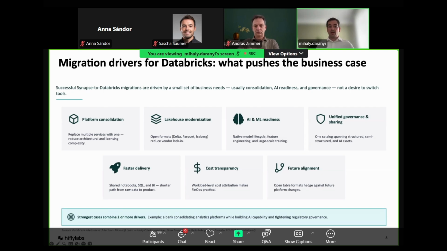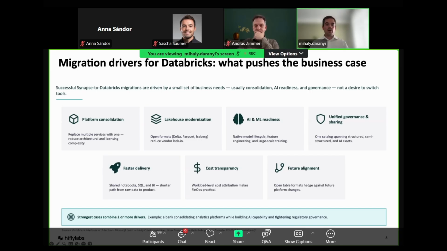The third one is AI and machine learning readiness. Most organizations nowadays are really open to new kinds of AI and machine learning initiatives, and these kinds of initiatives require a specific type of data platform. So native model lifecycles, feature engineering, and large-scale training, for example, if we are discussing the machine learning environment.